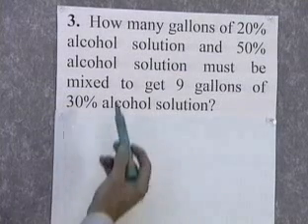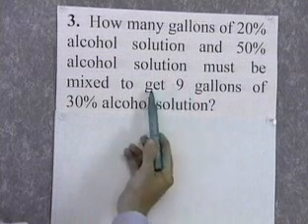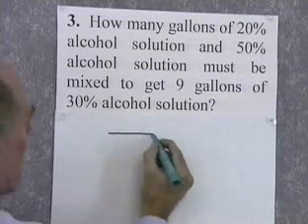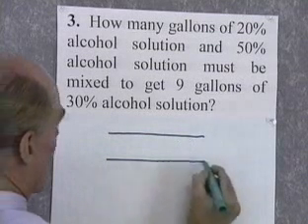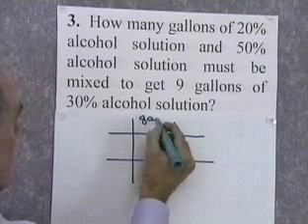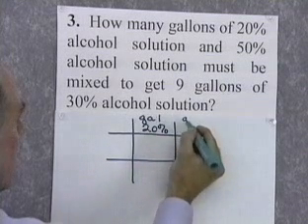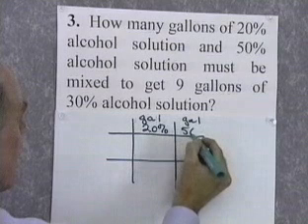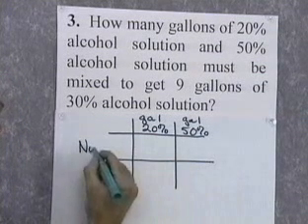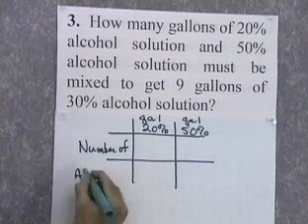So here we have: how many gallons of 20% alcohol solution and 50% alcohol solution must be mixed to get 9 gallons of 30% alcohol solution. I'm going to begin this problem with a little chart also that will help me organize my information. So over here I'm going to have gallons of 20% solution, and over here gallons of 50% solution. Now, along this row I want the number of gallons, and over here I want the alcohol in.